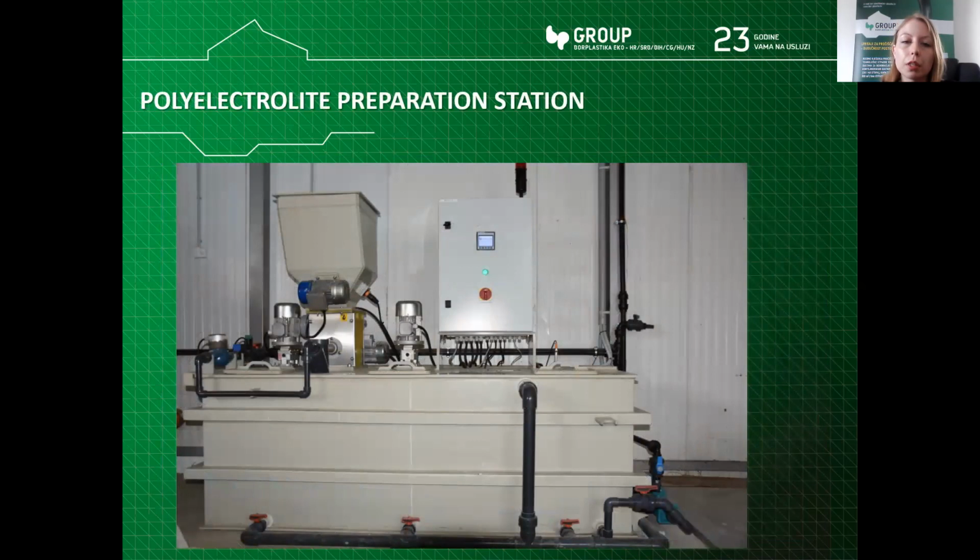On this picture we can see a polyelectrolyte preparation station. The polyelectrolyte is needed for flotation because the polymer is prepared in this station, and the polymer causes the sludge to form floccules on top of the water.